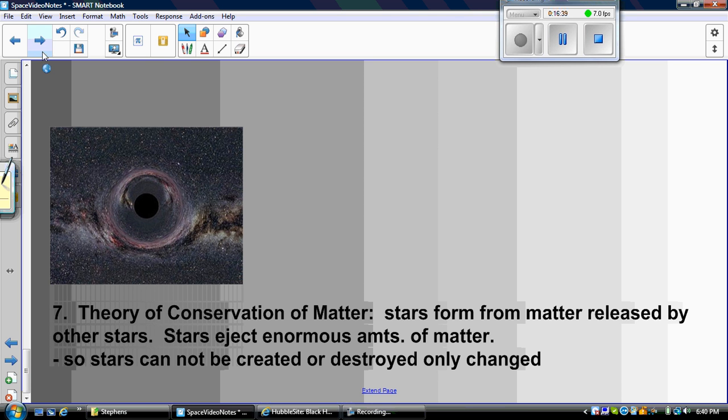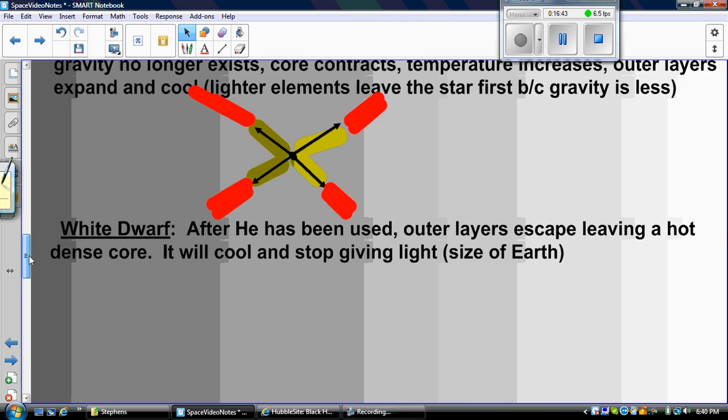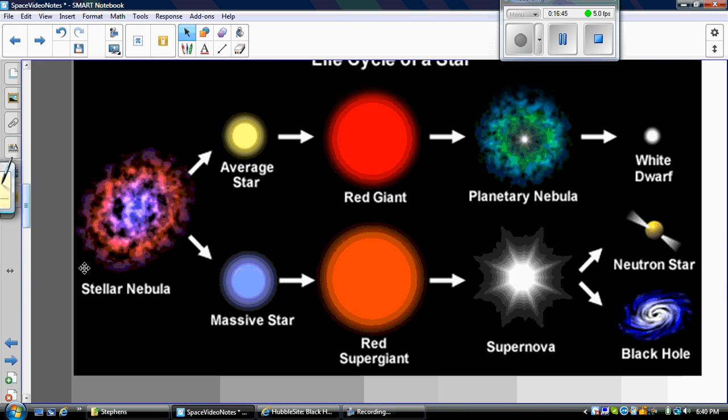All right, so hopefully we've got a better understanding of the life cycle of a star, how it is born, the stages that it will go through based on its mass, and you will be able to explain the different stages.